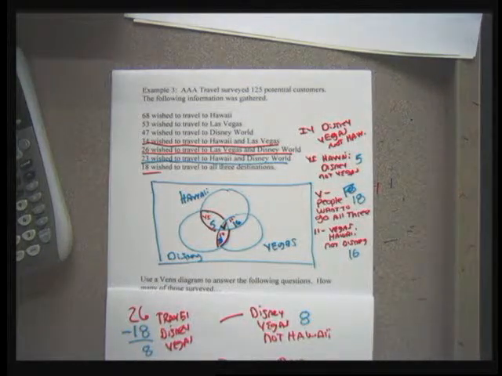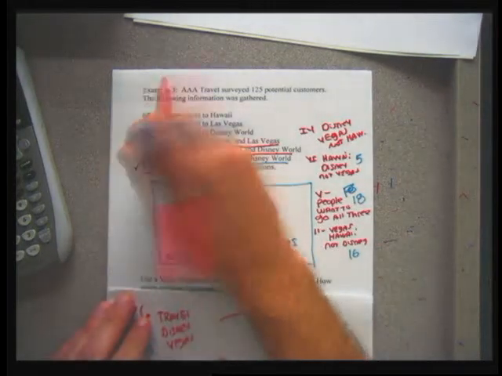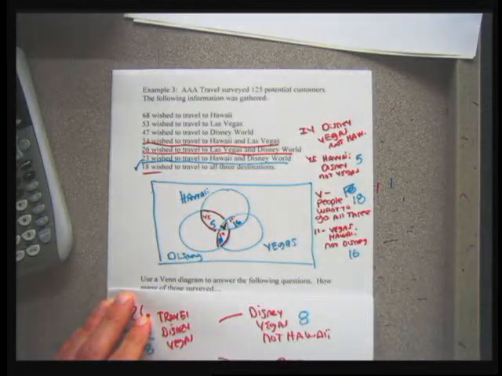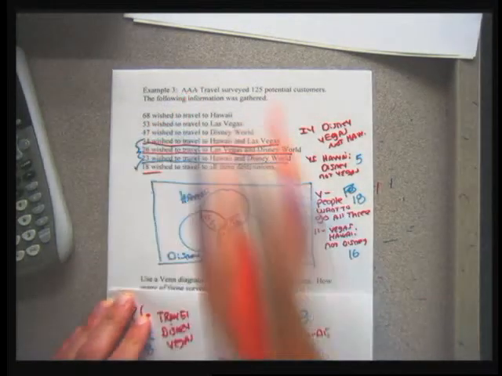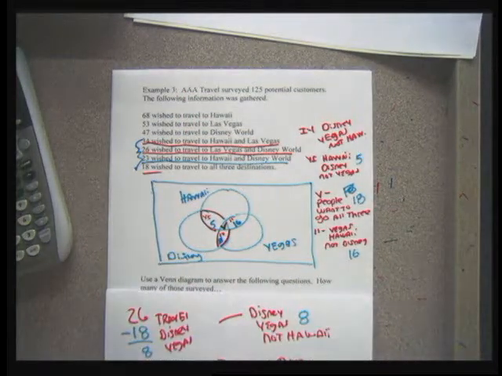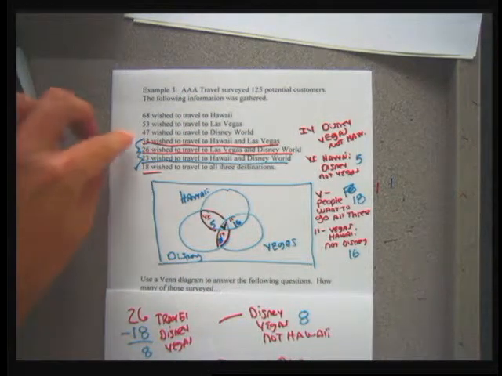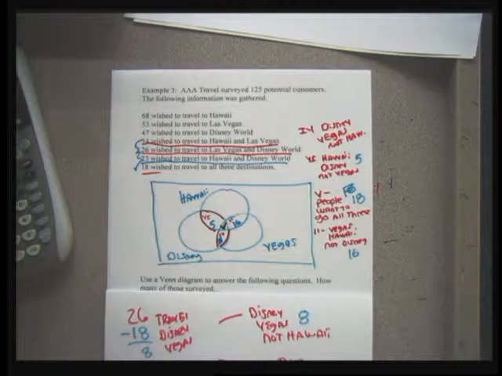So I'm working my way up. I've dealt with the 18 people that want to go to all 3 destinations. I've dealt with these people that will be at 2 or 3 destinations. Now I'm going to work my way up to the 47, the 53, and the 68 numbers.